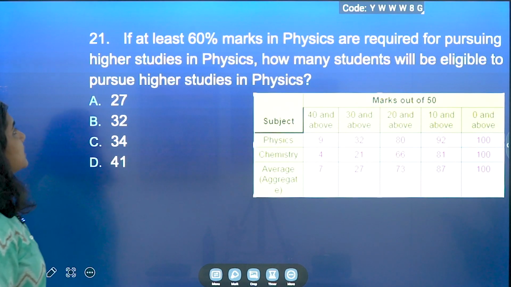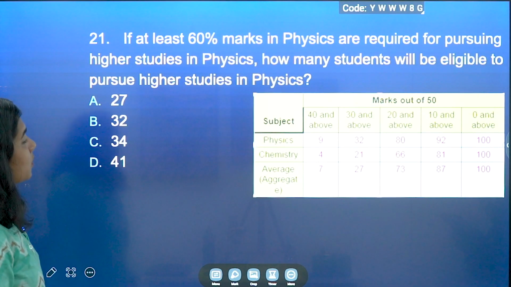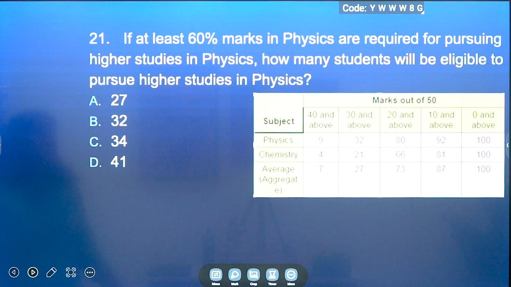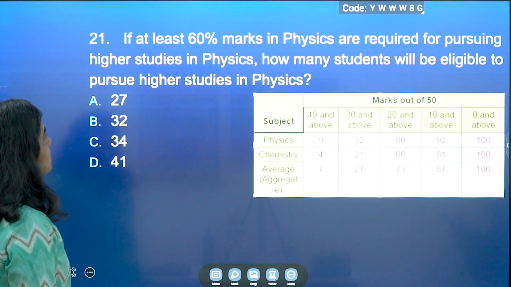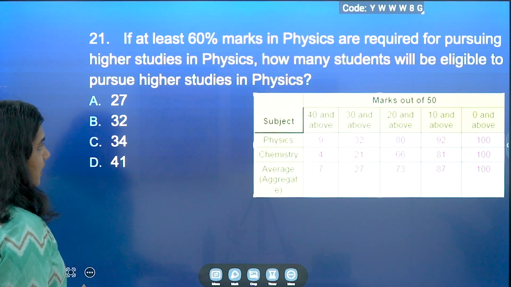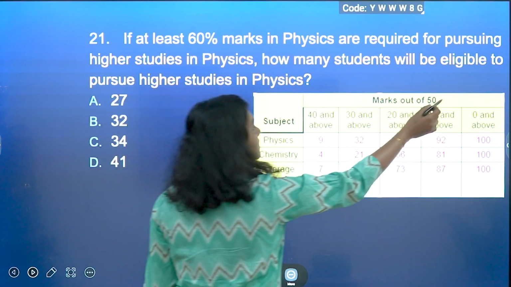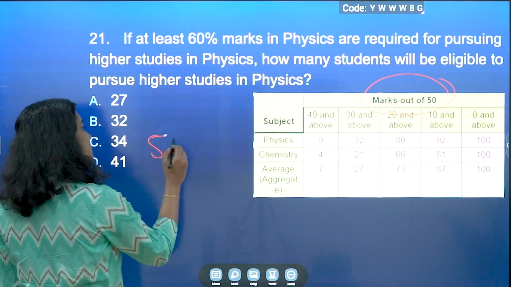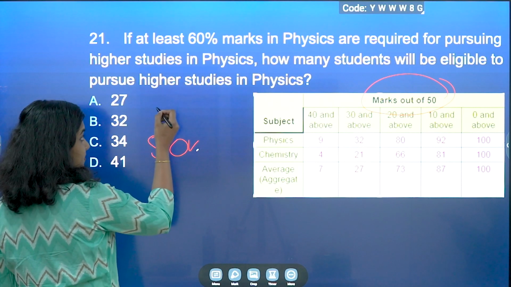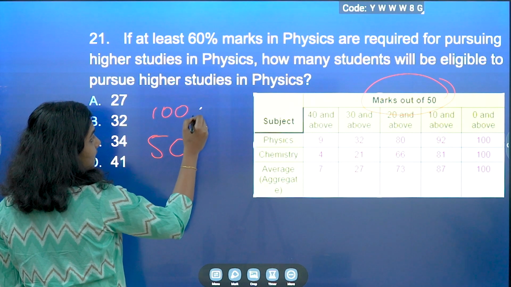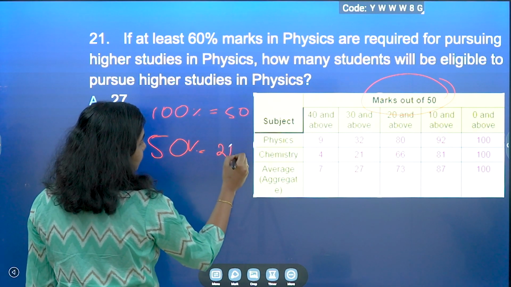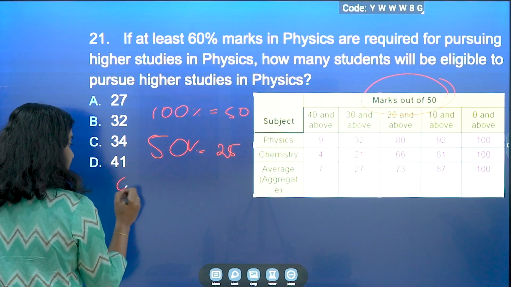If at least 60% of marks in physics are required for pursuing higher studies in physics, how many students will be eligible to pursue higher studies in physics? Okay. So at least 60% marks should be there. So you know that the total marks is 50, right? So total marks is 50, which means our 100% here is 50. So 50% will be 25 and you have to find out 60%, right?